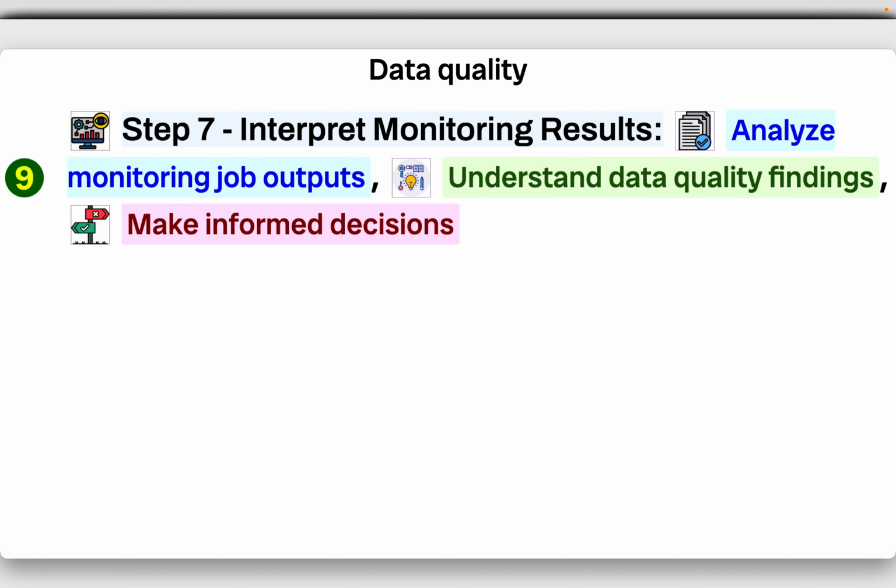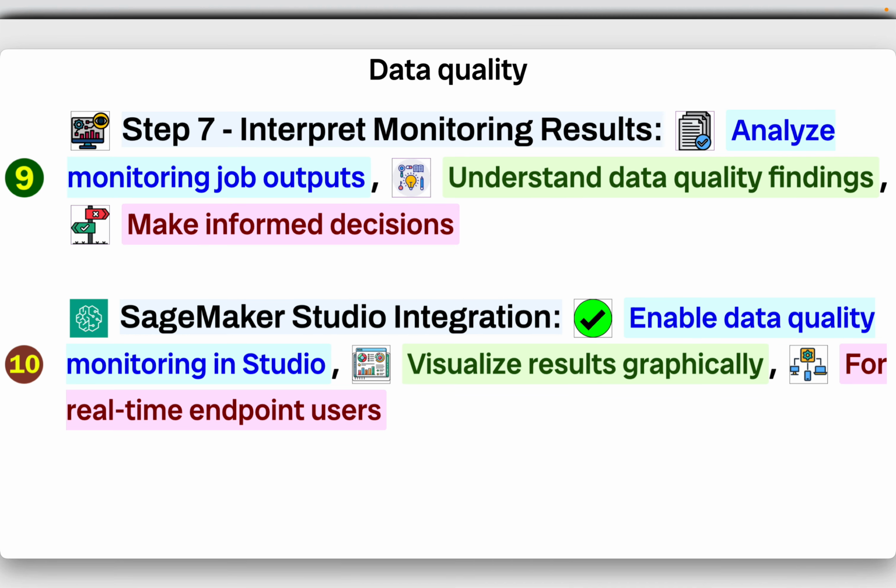The seventh step is to interpret the results of a monitoring job, analyzing the outputs to understand data quality findings and make informed decisions. You can use SageMaker Studio to enable data quality monitoring and visualize results graphically if you are using a real-time endpoint.